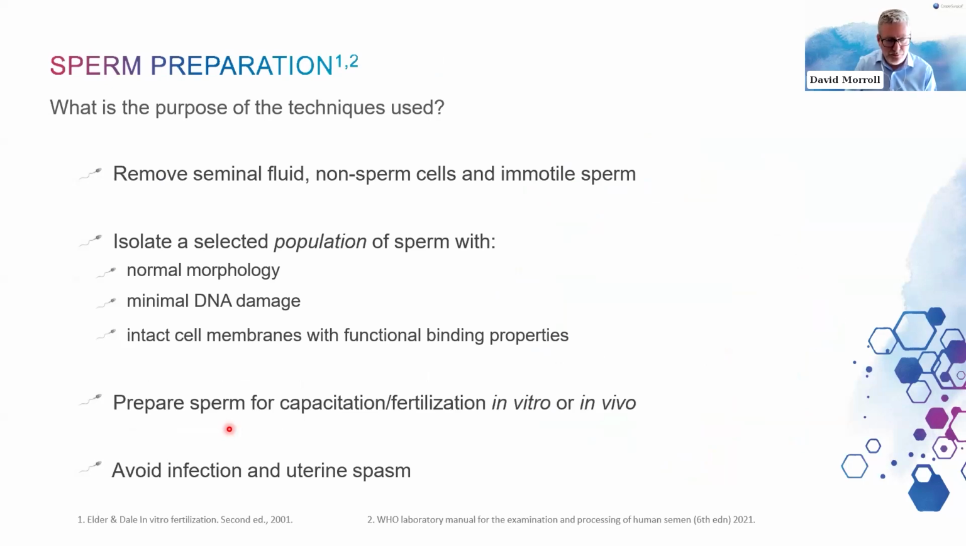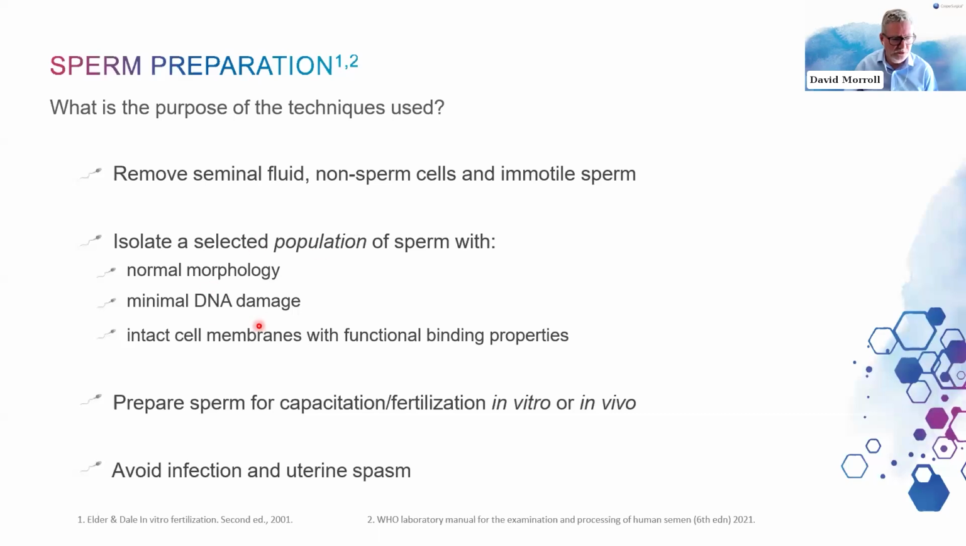You'll know as well as I do that the principal aim of sperm preparation is to get rid of all the stuff you don't want and to keep a selected population of sperm with normal morphology, minimal DNA damage, and intact cell membranes, which means they'll function as sperm should. So that means getting rid of the seminal fluid. We know that has decapacitation factors and so on. We want to get rid of the non-sperm cells because we know they're a source of reactive oxygen species that can damage sperm, and the immotile sperm similarly can generate some reactive oxygen species, but they're just not needed anyway.